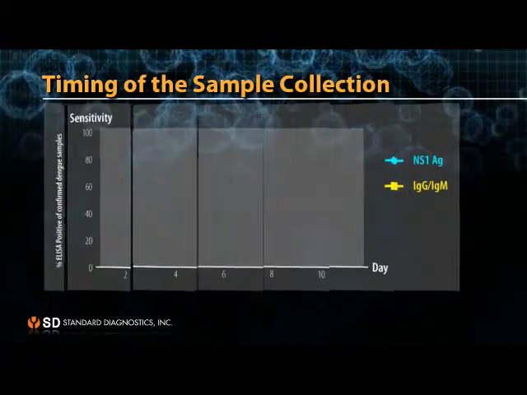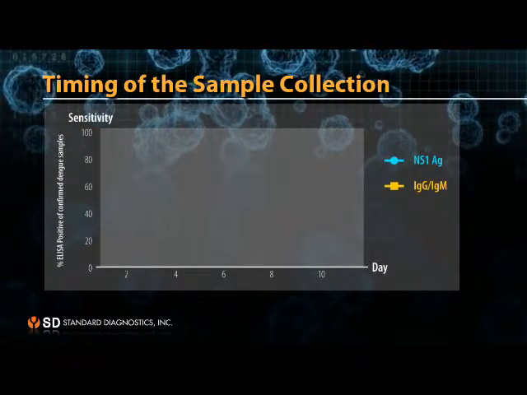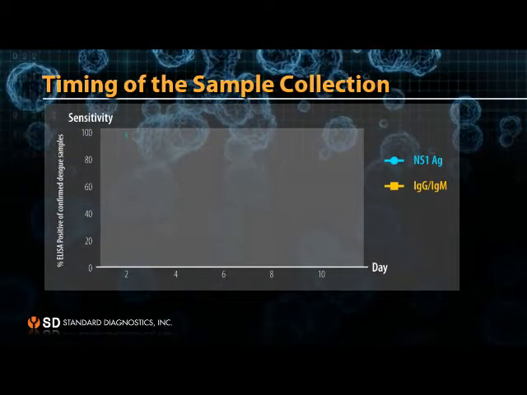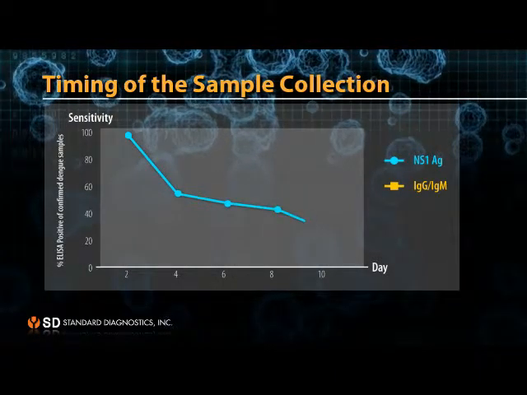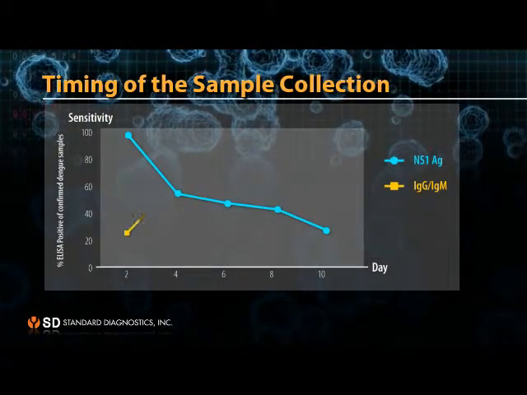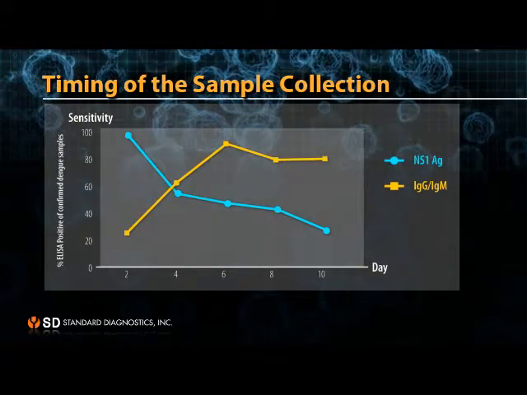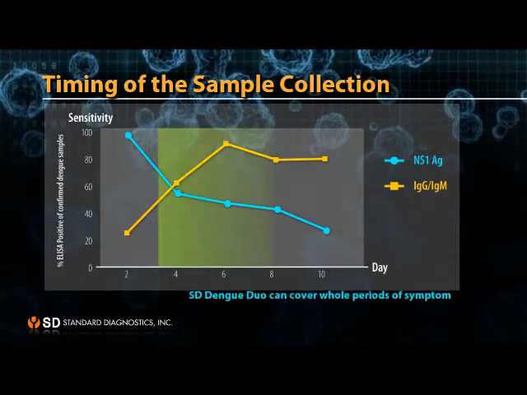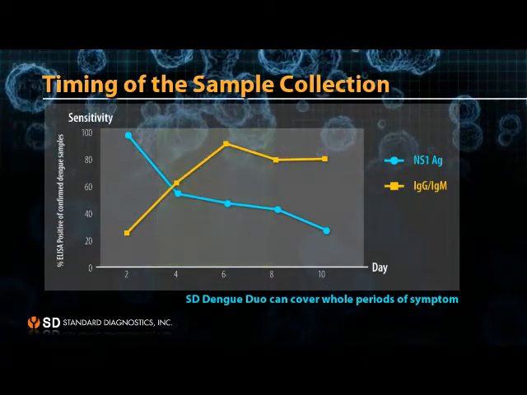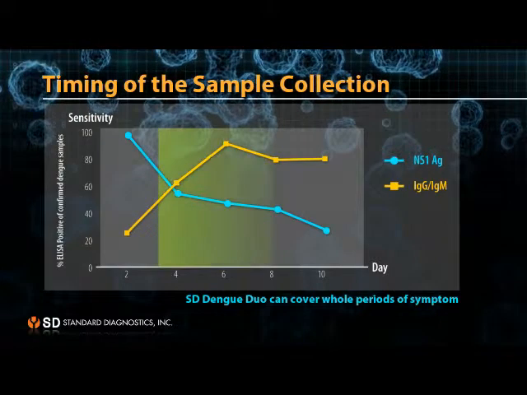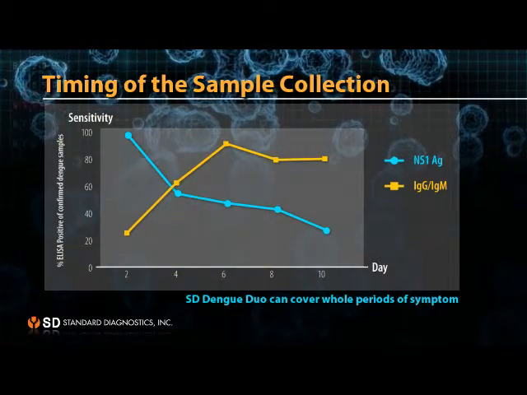What is the effect of the sample timing on the sensitivity of the assay? In the early phases of infection, higher positivity for the detection of NS1 antigen was demonstrated, and the IgM antibodies showed a gradual increase in positivity with days of fever. Therefore, combining the NS1, IgM and IgG parameters demonstrated consistently high sensitivity across the temporal spectrum of sample collection.